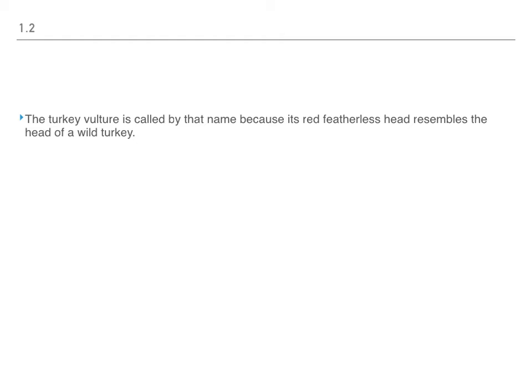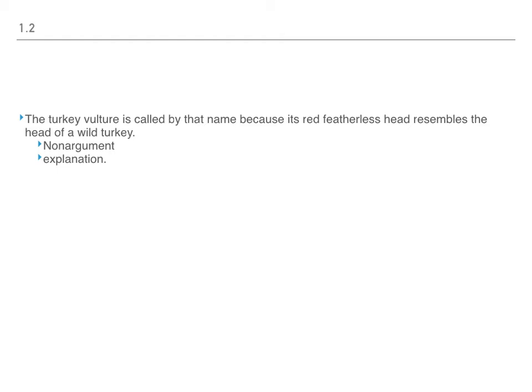Well, it doesn't seem like that's trying to give you some reason to believe that it is true that the turkey vulture is called that name. And so it seems like this is not an argument. Well, of the various kinds of non-arguments that we have identified, what kind of non-argument is this? Well, it seems clear. This is one of those ones where an explanation is being given. It's not the case that it is true that the turkey vulture is called that name because its red featherless head resembles the head of a wild turkey.